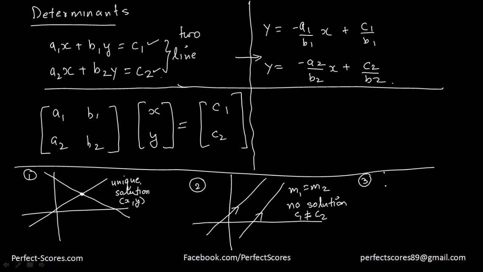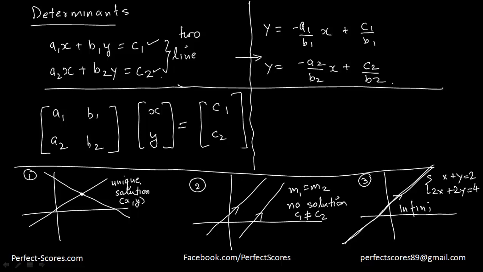The third way in which two lines can intersect is if these two lines are essentially the same line. How can I define the same lines? I can say x plus y is equal to 2, or I can say 2x plus 2y is equal to 4. Both equations represent the same line. So in this case I'm going to have an infinite number of solutions, and our slopes are going to be the same, and even our intercepts are going to be the same.